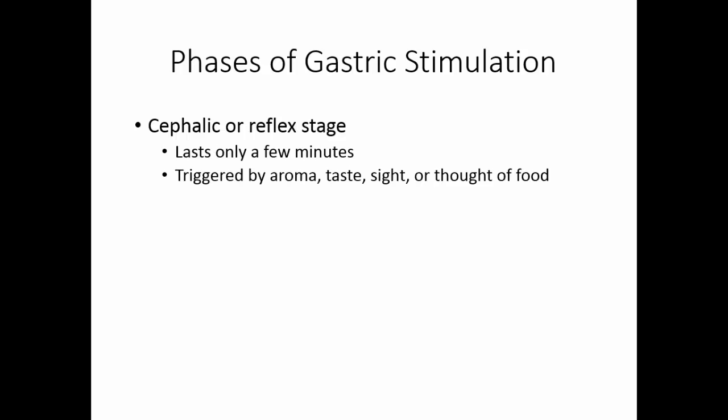Gastric stimulation occurs in 3 phases. The first phase is the cephalic or reflex stage. This lasts only a few minutes. It's triggered by the aroma, taste, sight, or even the thought of food. This particular reflex is a long-acting reflex. It acts via the vagus nerve. It prepares the stomach for incoming food. The stomach needs to get ready to digest.